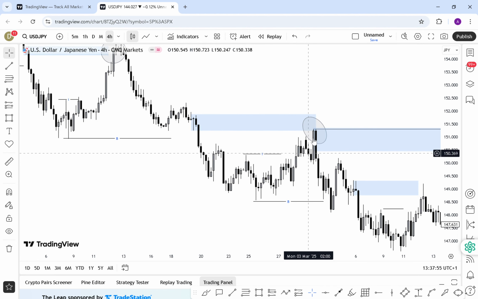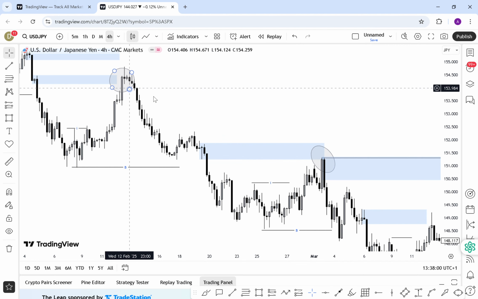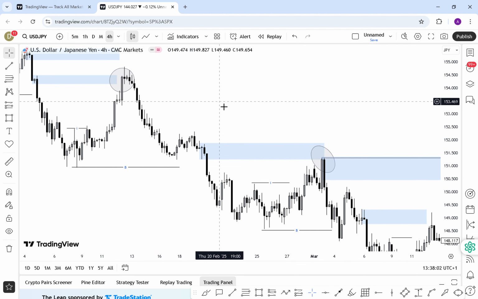So as you can see, the market went back. This is the first pullback. They are valid. The market is supposed to come to the extreme, but it refused to come to the extreme.